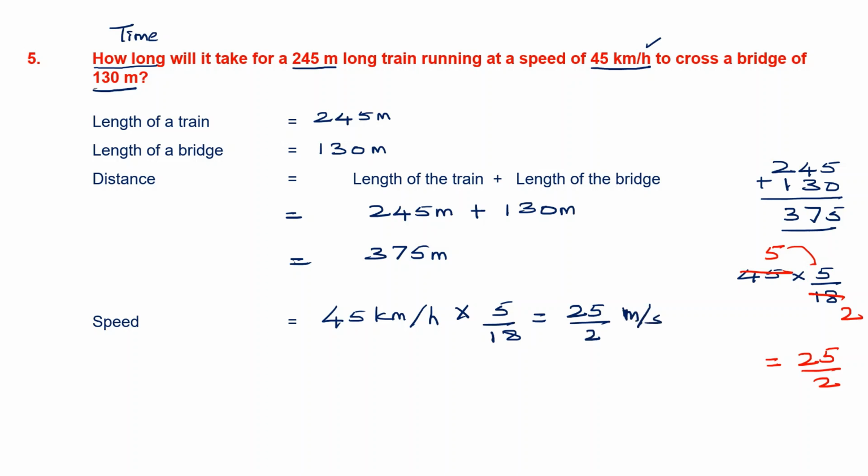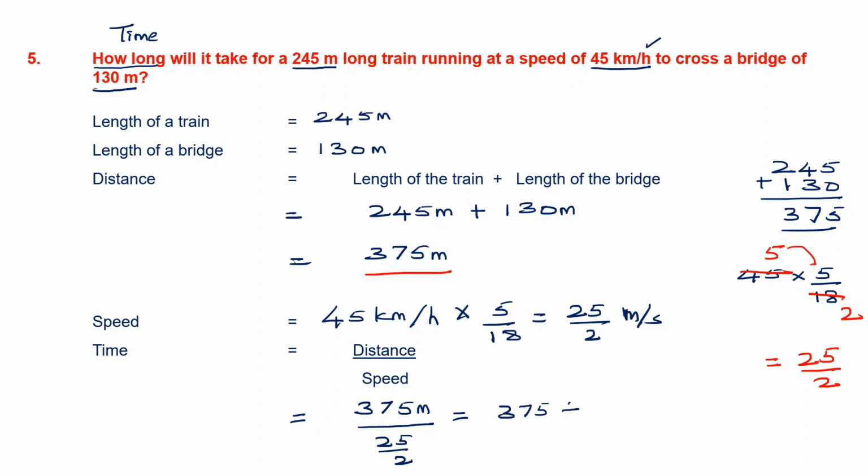Now we are going to find the time. We've been asked to find the time. The formula for time is distance by speed. So what is the distance? The distance we have found out to be 375 meters. So let's write that down. 375 meters divided by the speed, which is 25 by 2. So I'm going to rewrite this way. 375 meters divided by 25 by 2.